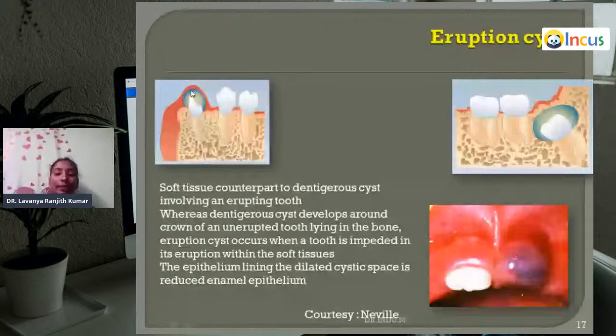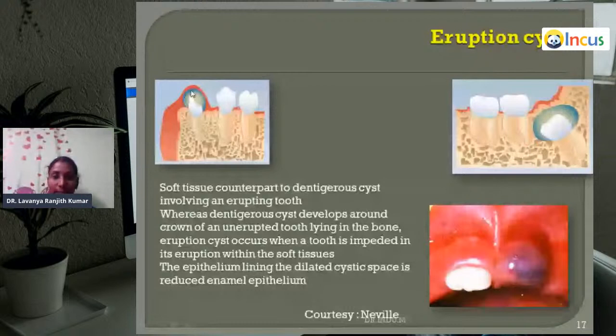But in the differential, there is confusion whether it is an eruption cyst or an eruption hematoma. To find out, when the cystic cavity contains blood, the swelling appears purple or deep blue, and then it can be an eruption hematoma, which is not a cyst. So the transillumination can be used to differentiate between the eruption hematoma and eruption cyst.